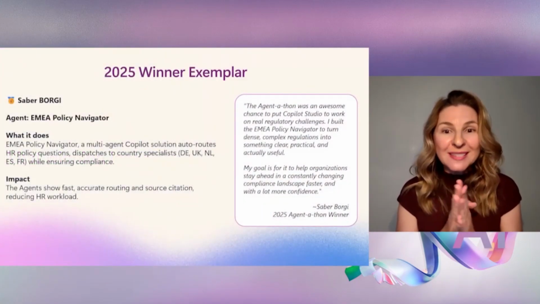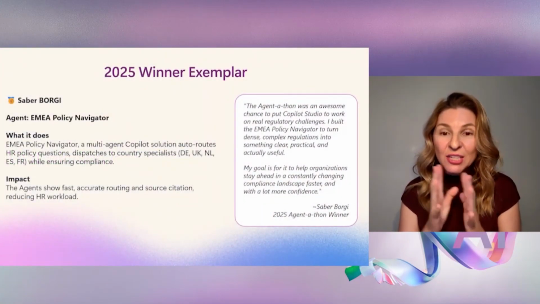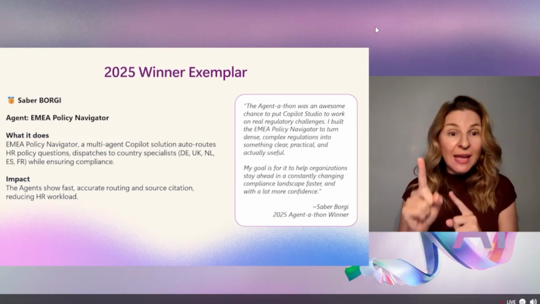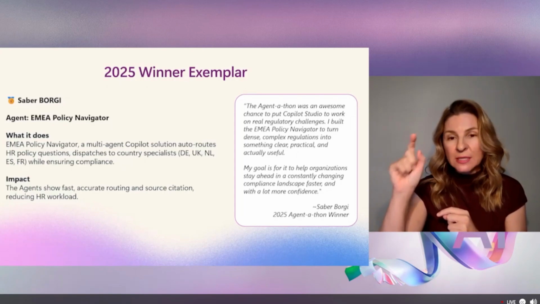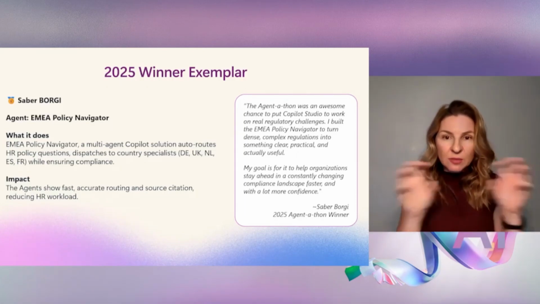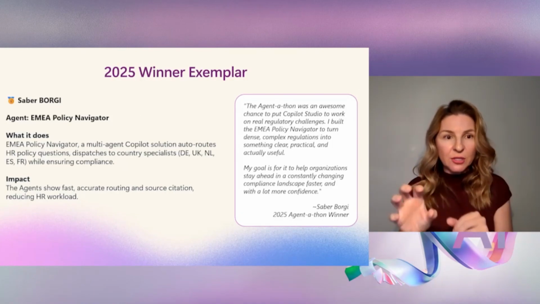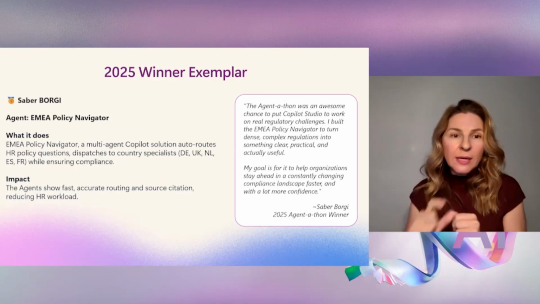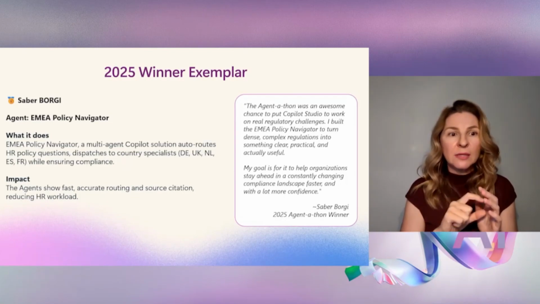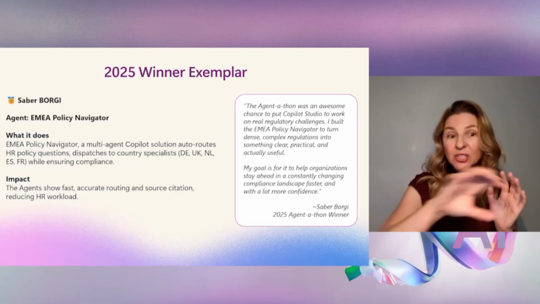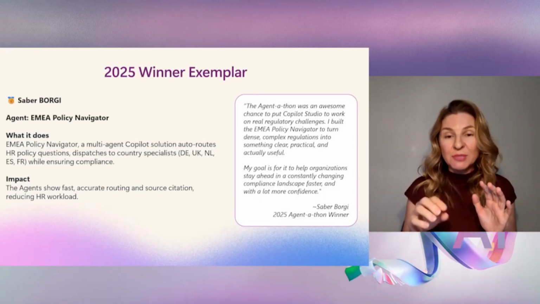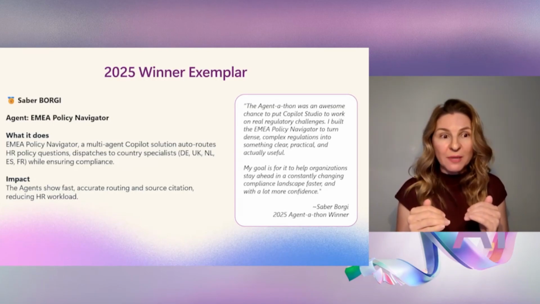So this is the first one. Sabre created this agent that was an EMEA policy navigator. It was actually a multi-agent solution, similar to what Steve was doing in the pre-learning. So he built multiple agents with specialty functions to work with each other. It was looking at ways to auto-route any HR policy questions and then dispatch them to the appropriate country specialist for multiple countries to make sure that they could meet their compliance requirements.